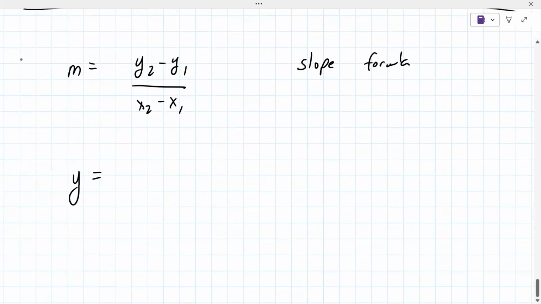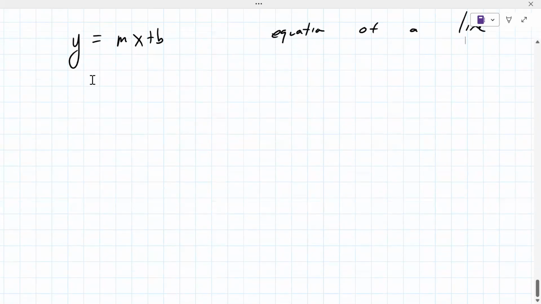y equals mx plus b is an equation of a line. These are not the same. Do you agree that these are not the same? They're not the same, but you'd be surprised how often I ask students for the slope formula, and they give me this down here. This is an equation of a line containing slope, but this is the slope formula.